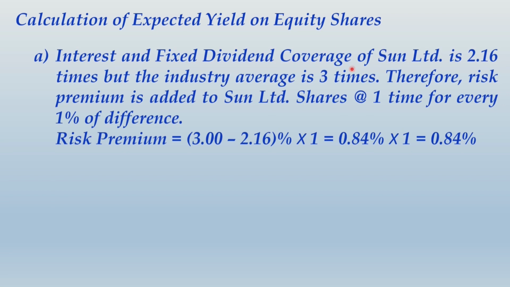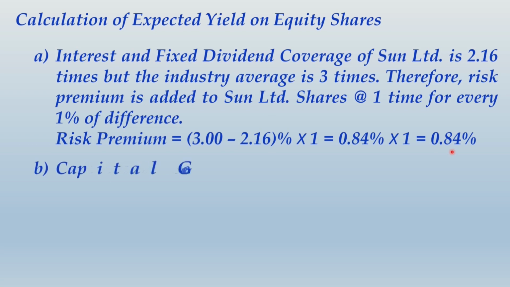First of all, you should know one thing very well. Coverage ratio, the higher it is, the better, correct? So it is 2.16. What is the meaning of 2.16? For every 1 rupee of the interest and dividend to be paid, the company has income of 2.16 in hand, whereas the industry average is more. So this ratio lower than the industry average is not good. Therefore the risk premium is added to Sun Limited at one time for every 1% of difference. So the risk premium to be added will be 0.84%.